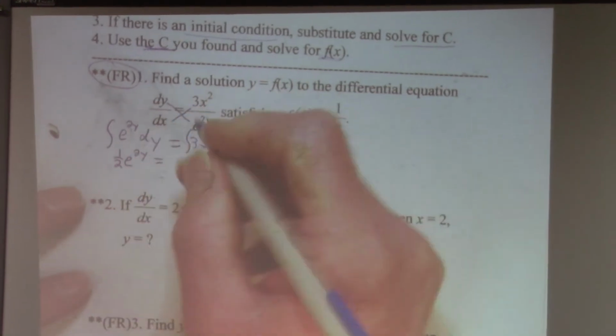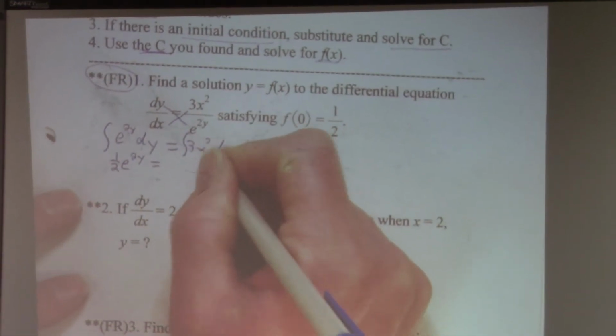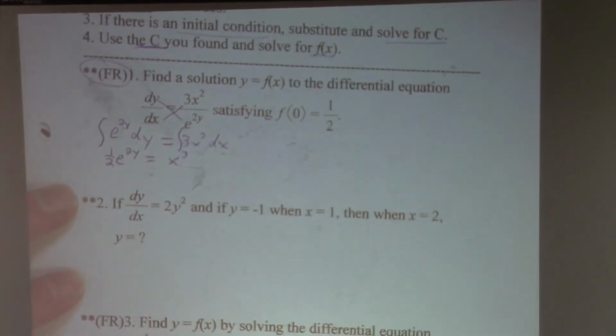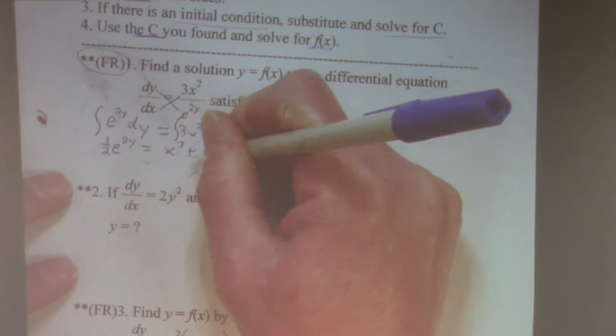This side, 3 is a constant multiple, it can be left out. And then this is x cubed over 3. Well, the 3's are going to cancel out, aren't they? So the antiderivative of 3x squared will be x cubed, and I need a plus c.